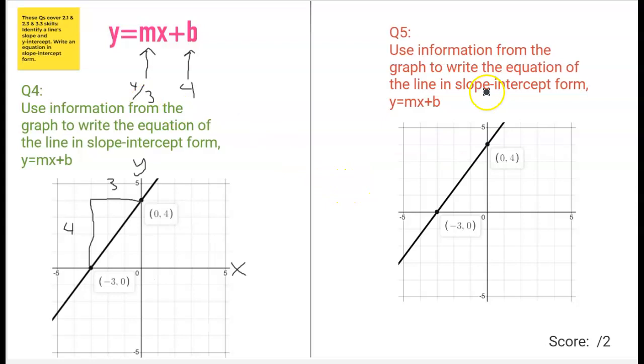And then over here, this is just a typo. There shouldn't have been another question. So on your test, you get free points for this one because it was my mistake. I forgot to put different points here.